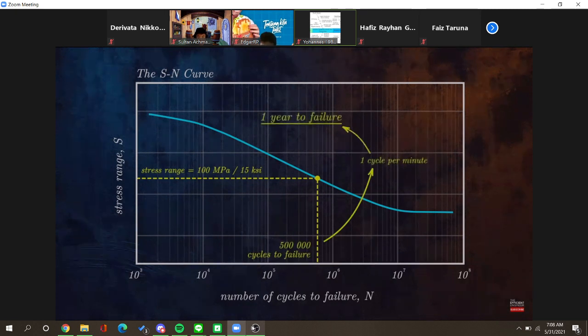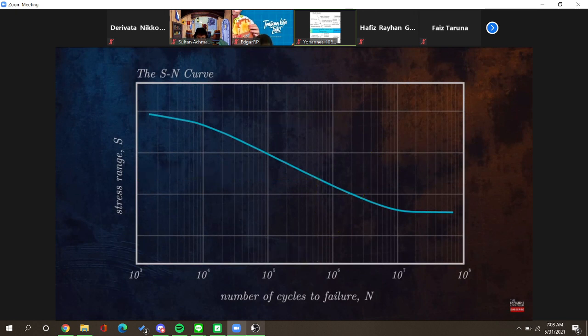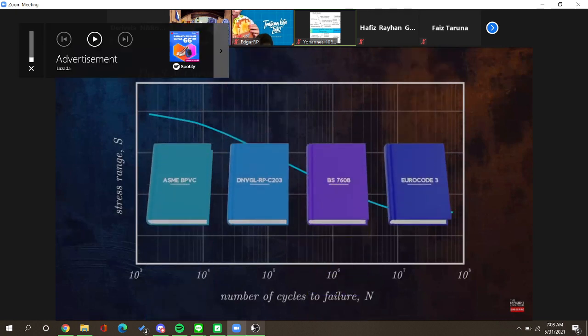Fortunately, we don't have to perform these time-consuming fatigue tests ourselves. SN curves for many different materials are already published in different engineering codes.